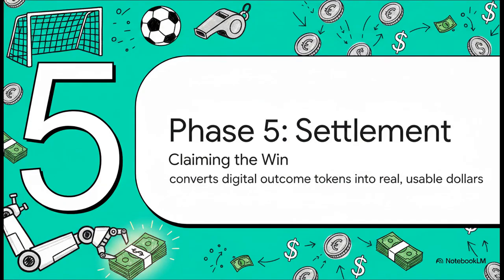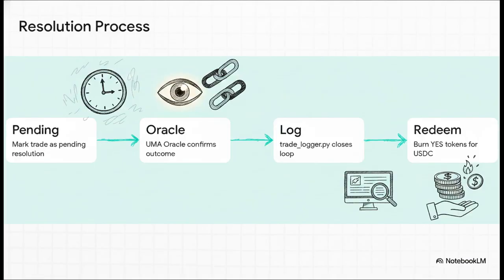Phase 5, settlement and redemption. The game's over, but the bot doesn't just pretend it has the money. The resolution process is incredibly methodical. First, it flags the trade as pending resolution. Then, it waits for the UMA optimistic oracle to actually confirm the outcome on the blockchain, which can take a few minutes.